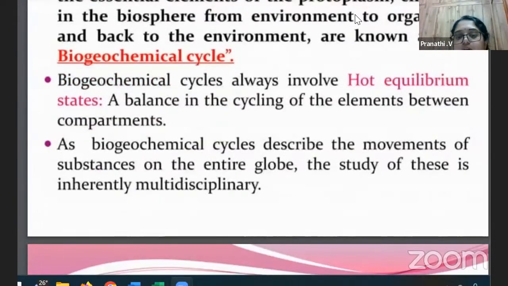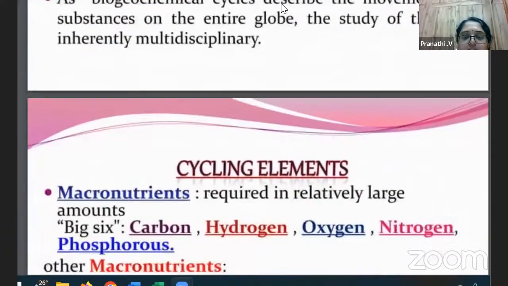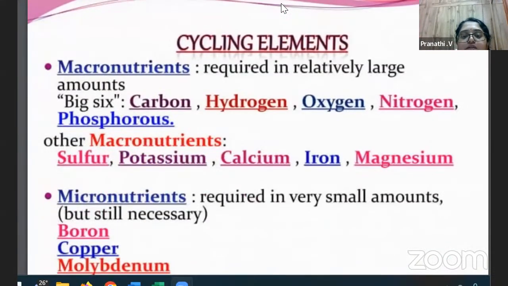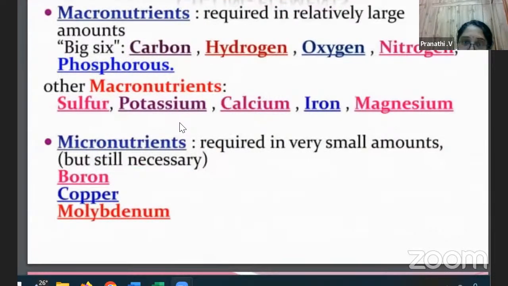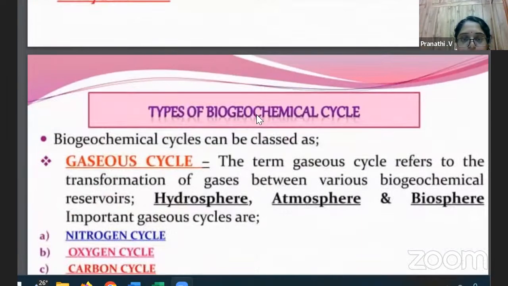So the biogeochemical cycles describe the movements of the substances present inside the entire globe. What are the different kinds of elements that are being circulated back and forth between the living and the non-living components of the environment? The macronutrients are carbon, hydrogen, oxygen, nitrogen, phosphorus. And others are sulfur, potassium, calcium, iron, and magnesium. And we require small amounts of other elements such as boron, copper, and molybdenum.